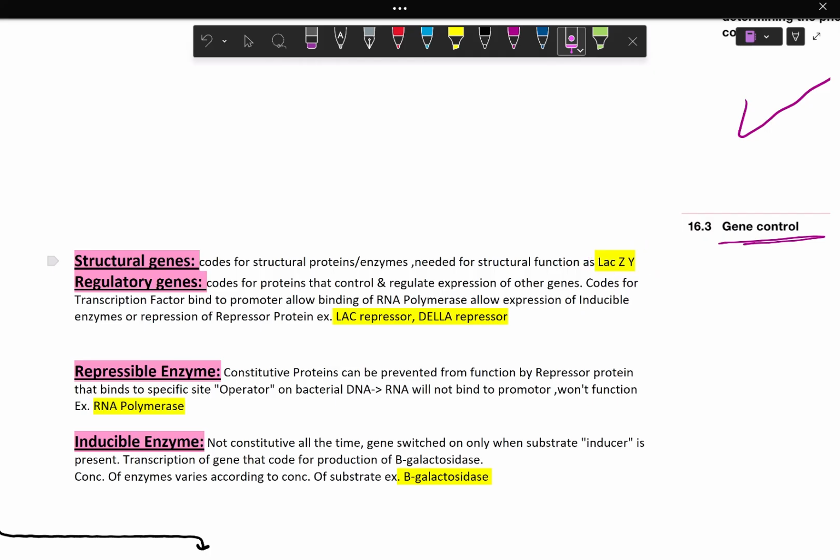Just take care not to confuse the gene with the protein itself. The structural gene is the gene that codes. It's not the protein itself. This is something that I see some students confuse.